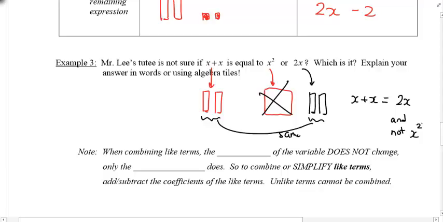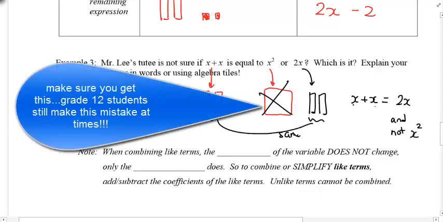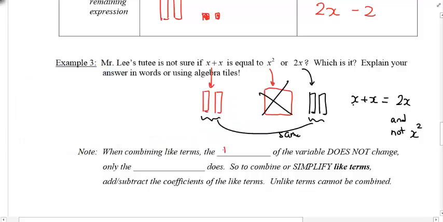Okay? So notice once again, when you have like terms, you're combining them together, you're just grouping them together. x plus x equals 2x. So when combining like terms, please make the following note. The degree of the variable does not change. See, if I had said the answer was x squared, the degree here was 1, then it became 2, doesn't make sense. Okay? Only the coefficient, that's the number in front of the variable, only the coefficient does.